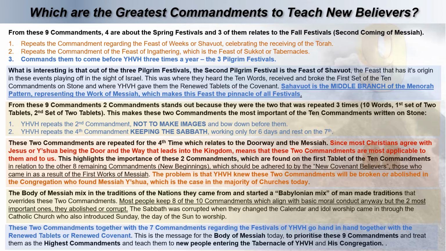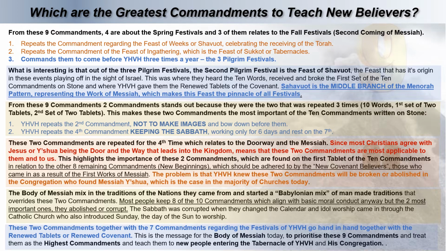The 2 most important commandments of the 10 commandments, if you want to highlight 2, are the ones that are repeated, because Yahweh repeated the 10 commandments 3 times. First the 10 words, then the first set of commandments, then the second set of commandments, and now he is repeating 2 of those commandments for a 4th time. So that means that these 2 are the most important ones: not to make images and bow down before them, and keeping the Sabbath, and not working on the 7th day, but only working during 6 days.